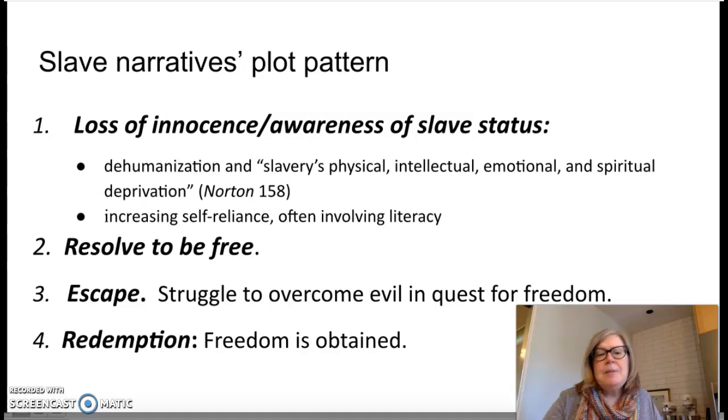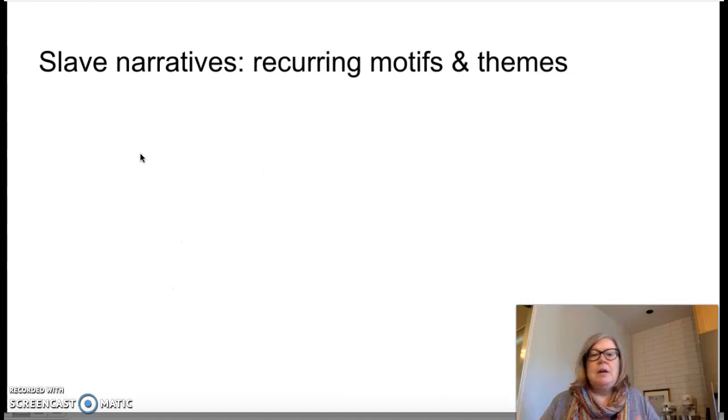So keep this in mind as you read the novel. This is not a slave narrative. Slave narrative was autobiography, it was nonfiction. But pay attention to how Whitehead is using some of these ideas, some of these patterns from these historical documents in his novel.